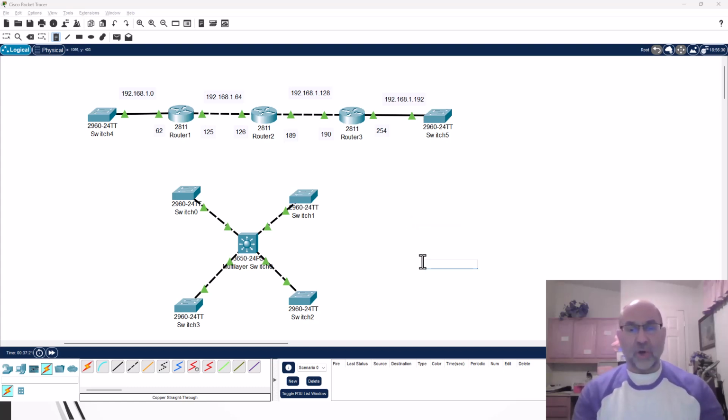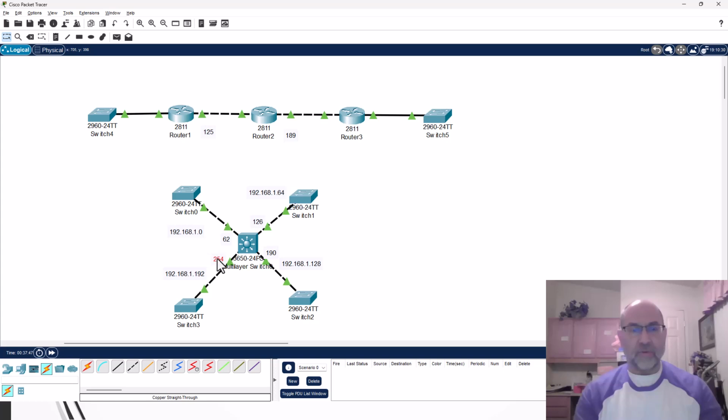Now the topology could also be something like this here, where the 1.0 is here, 1.64 is here, 1.128, and 1.192. In which case, this might be 62 here. This might be 126 here, 190 right there, and 254 right there. So there are a number of topologies that might fit this particular subnetting scheme. Okay, let's take a look at the next one.